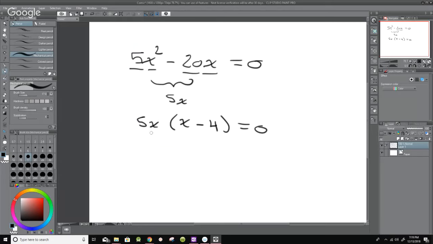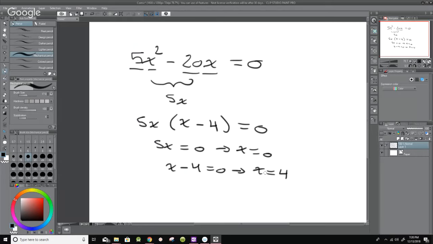Well, the same thing we did before is true. In order for what's on the left-hand side to equal 0, one of these has to equal 0. They both could equal 0, but we need at least one to equal 0. So 5x equals 0 if x is 0, and x minus 4 equals 0 if x is 4. So in this case, our roots are 0 and 4.